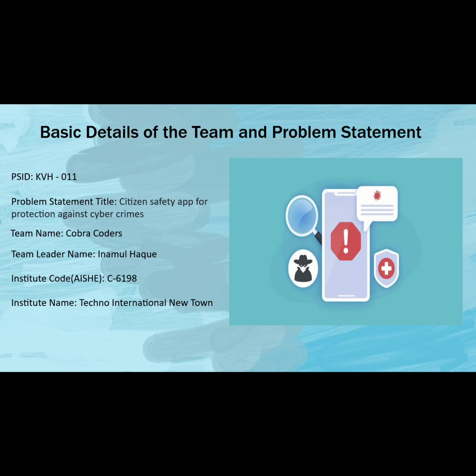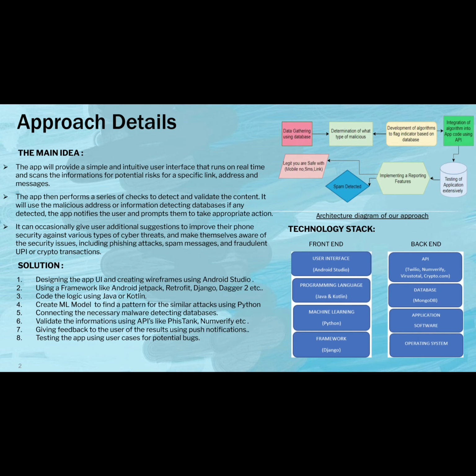Hello everyone, our team name is Cobra Coders, and today we are going to address a very important problem statement in the Kavach hackathon, namely the Citizen Safety app for protection against cyber crimes. The main idea of our project is to develop an app that will provide a simple and intuitive user interface that runs in real time and scans the information for potential risks for a specific link, address, and messages.